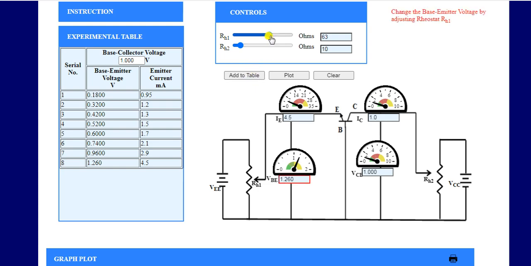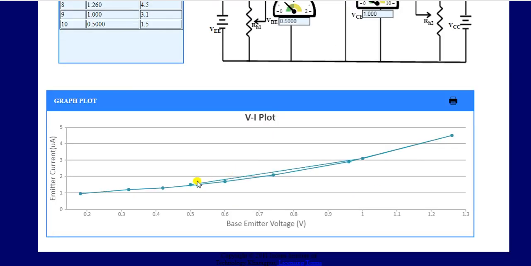This is all for a collector to base voltage VCB that is constant. So just remember this point, we have to keep the value of VCB constant. Now just click on plot. So this is a graph between IE and VBE for a constant value of VCB.